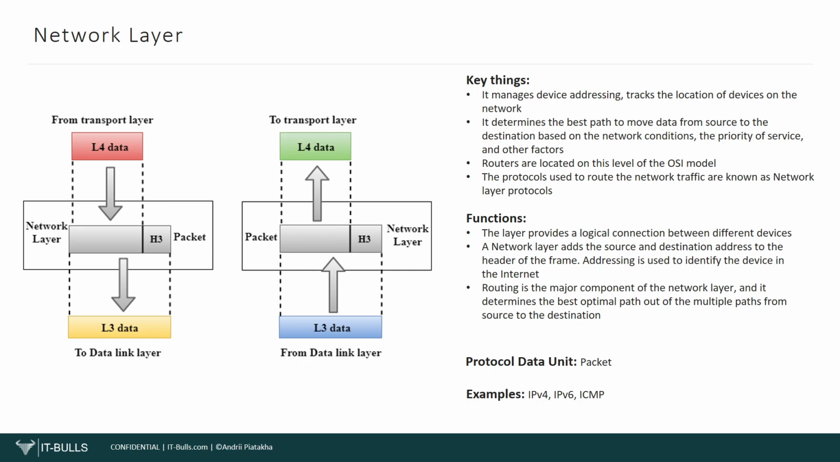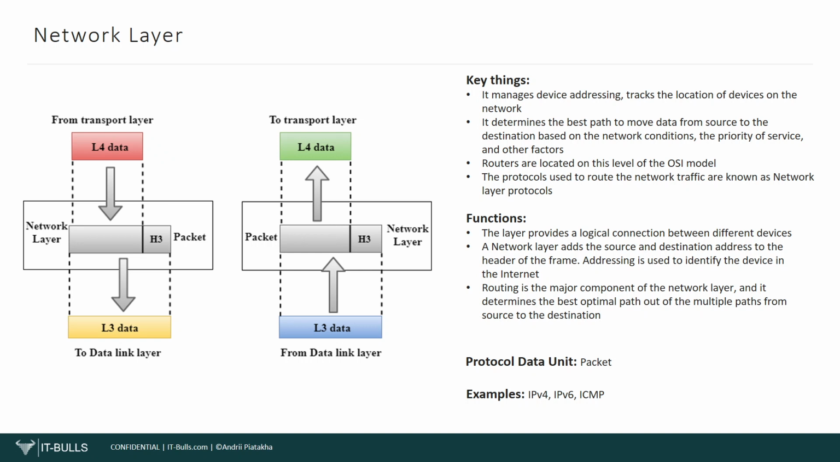The layer provides a logical connection between different devices. A network layer adds the source and the destination address to the header of the frame. Addressing is just to identify the device on the internet. Routing is the major component of the network layer, and it determines the best optimal path out of the multiple paths from source to the destination.